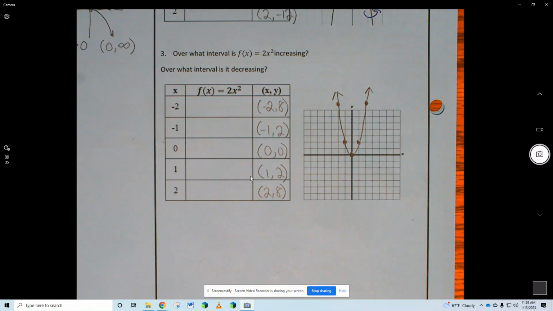Okay. Now you try. It's similar to the ones we've done before. Where is it increasing and where is it decreasing? So answer those 2 questions. Over what interval, what section, what part is it increasing? What part, what interval is it decreasing? You're going to put the answers right here after the question mark.